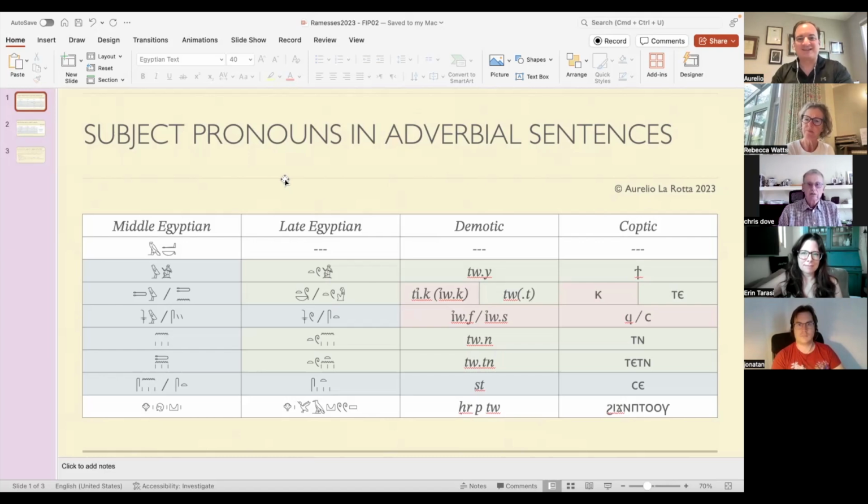For adverbial sentences, you have to use one type. For nominal sentences, you have to use another. And for verbal sentences, yet another. That's a little complication that Egyptian brings with it. Yes, so it's a bit like me and I. You can't say "me is going to the shops." You say "I am going to the shops." Correct, that's exactly it.